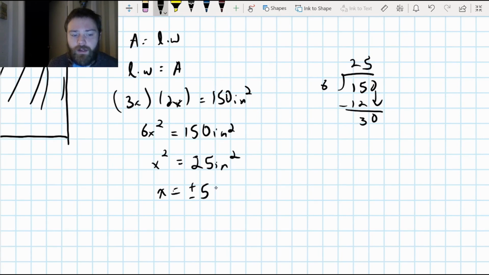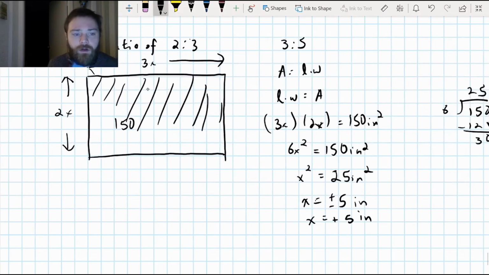And then we talk about that extraneous solution again. -5 inches doesn't make any sense, so we ignore the negative. And we say that x is going to have to equal -5 inches. Or, sorry, positive 5 inches. We don't want the negative. And then if you look over here, we want to find the dimension. So if I look at length, I know that x is 5, so the length must be 3 times that, so 15 inches. And then over here, 2x, so width has got to be 10 inches.